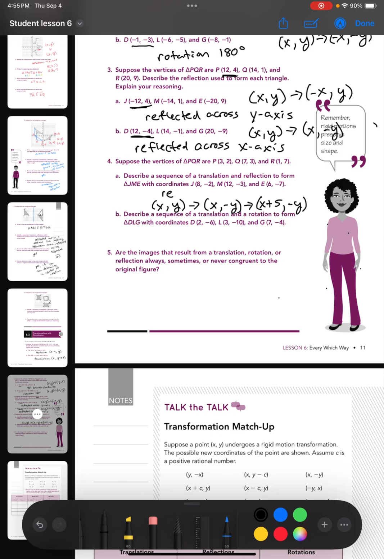So reflected, I'm going to put reflected, x-axis, and then I'm going to put up arrow, 5 units.